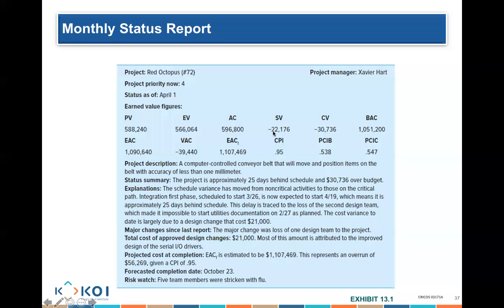So SV tells you we are behind schedule by $22,176 worth of scheduled work that should have been done and hasn't been done. Okay, what else? We are over budget by CV. Yeah, we are $30,736 over budget, correct? What else do we know?